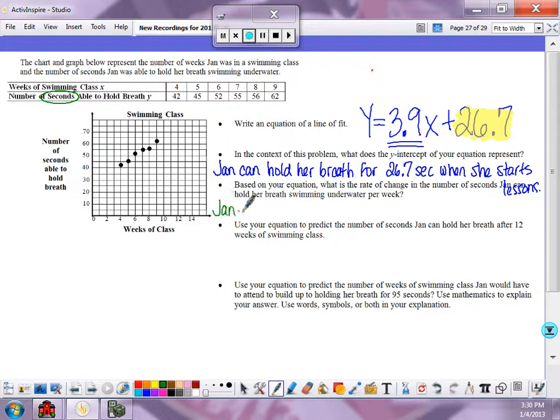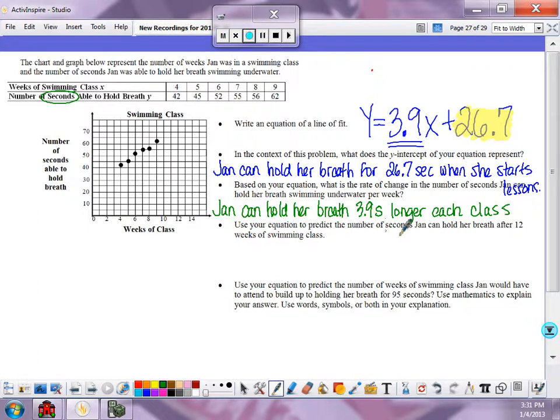Jan can hold her breath 3.9 seconds longer each class. And again, I stole these words. I stole the holding her breath seconds words and stole each class words from the chart.